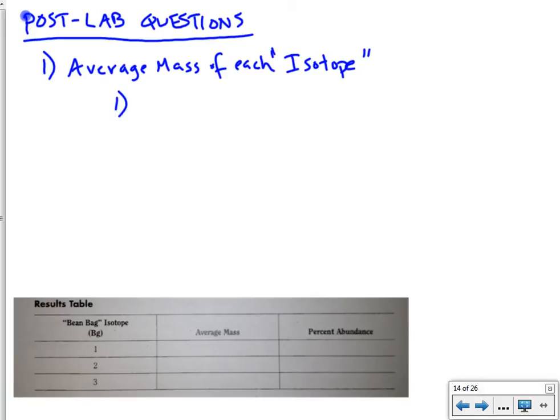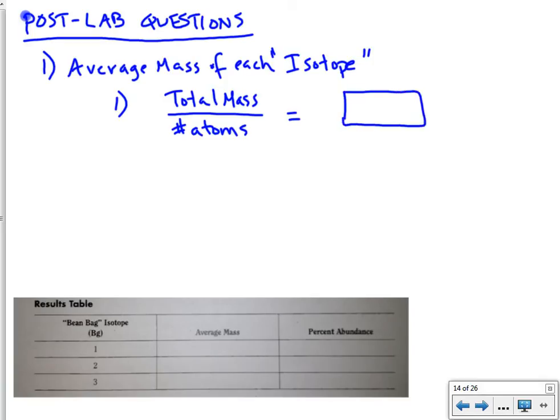To do that, for bean type 1, you will take the total mass for that particular bean type, get that from your data table, and you will divide it by the number of atoms of that particular bean type. That will give you some number that represents the average mass of that isotope, so that should be in grams. You'll do this again for bean type 2 and bean type 3, and you will get 3 masses.